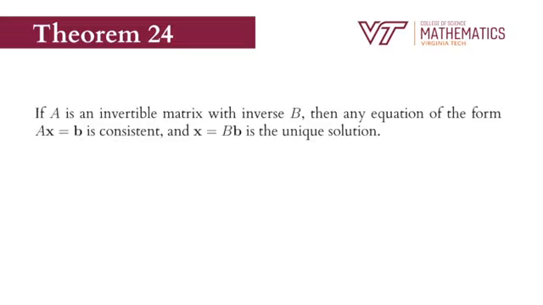Theorem 24 says that if we have an invertible matrix, then any equation of the form AX equals B is consistent, and there is a unique solution: X equals the inverse matrix times B. I'll explain what's going on in theorem 24 on the next slide. Let's take a look at what's going on.